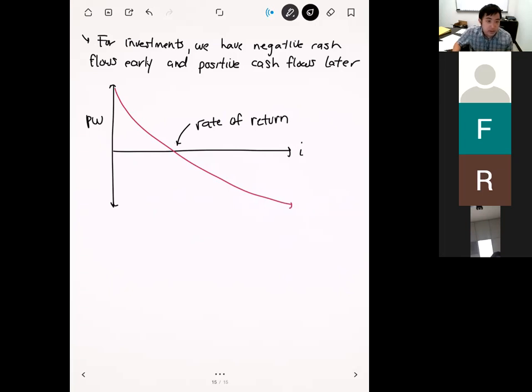Any questions on this? Okay. All right. And so that's the introduction to how we compute rate of return. Now let's talk about some common applications that you can use it for out there in the real world.